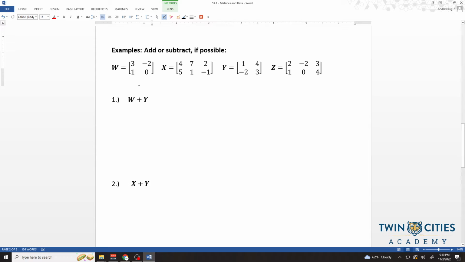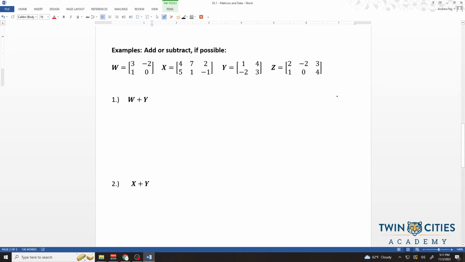W is this matrix 3, negative 2, 1, 0. X is this matrix going across row 1, 4, 7, 2, and then row 2 is 5, 1, negative 1. Y is 1, 4, and then negative 2, 3. And Z is 2, negative 2, 3, and then row 2 would be 1, 0, 4.